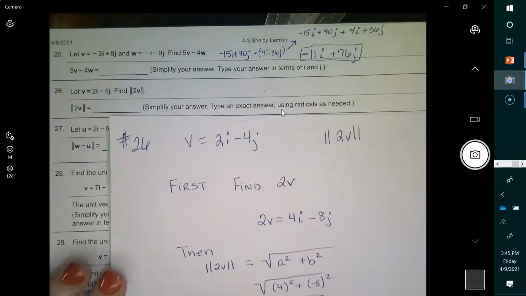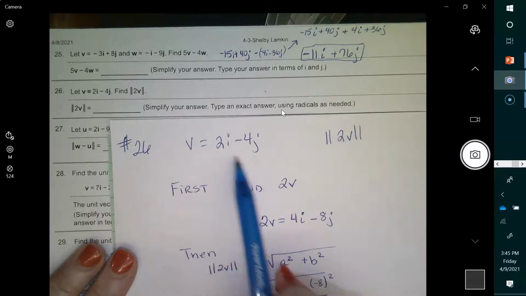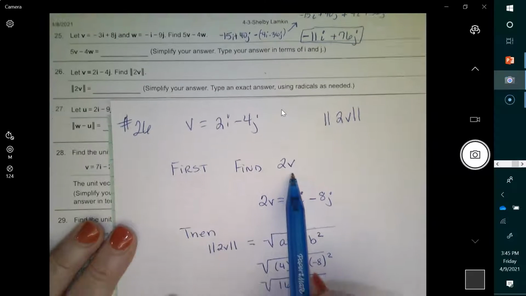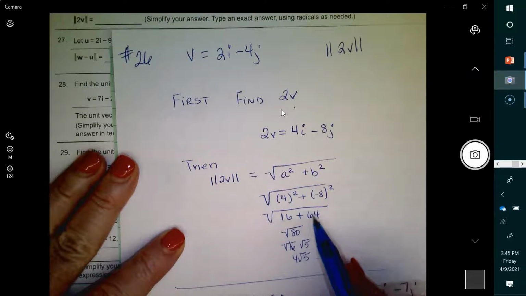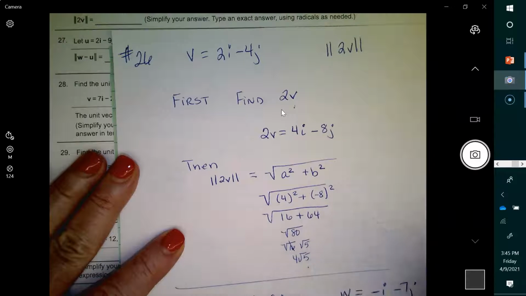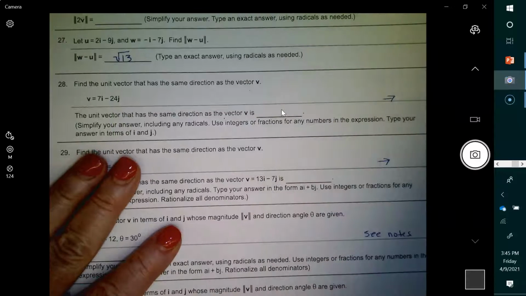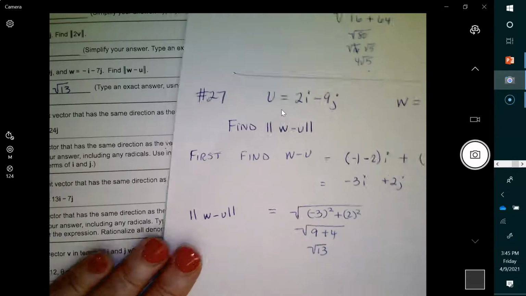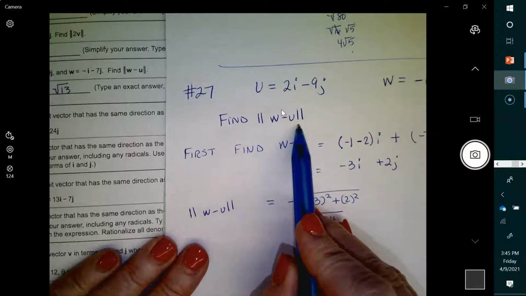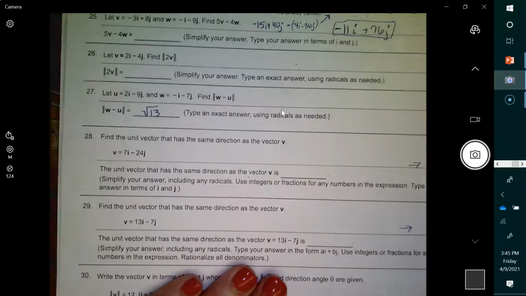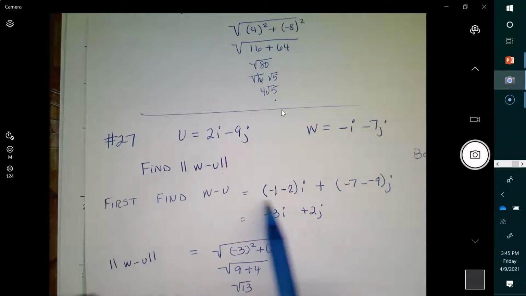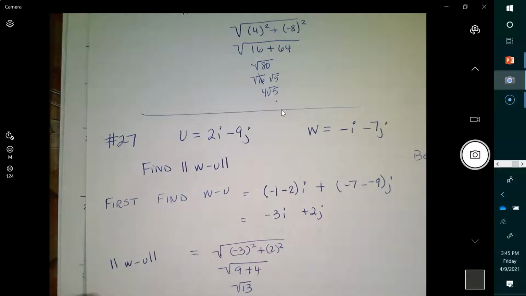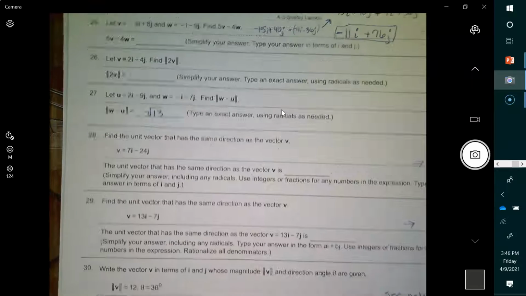26. Find the magnitude of 2v. First you have to multiply by the scalar 2. And then find the magnitude using the magnitude formula, and I get 4 square roots of 5. 27, find the magnitude of w minus u, is what the problem asks for. So the first thing you have to do is find w minus u, and then you find its magnitude.